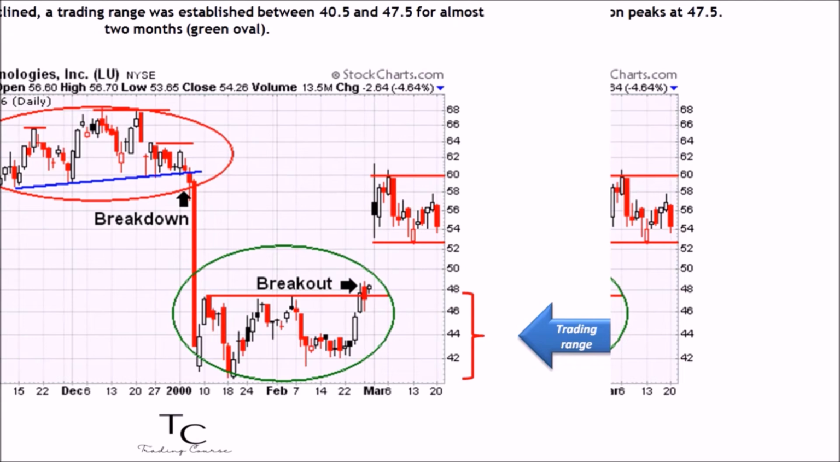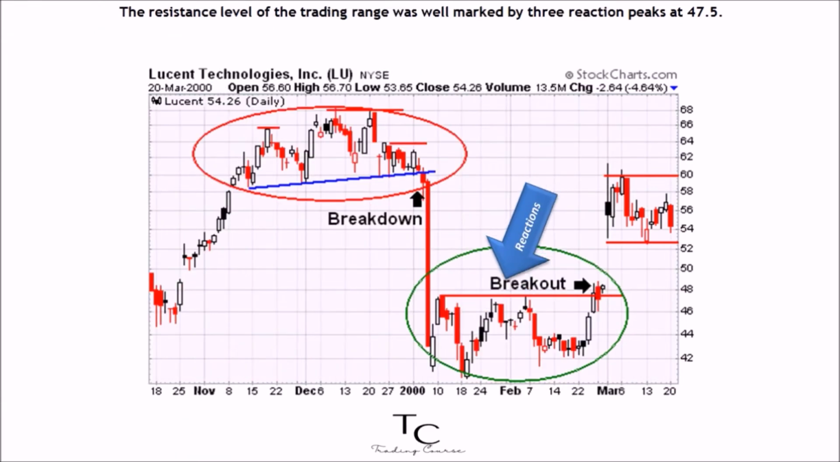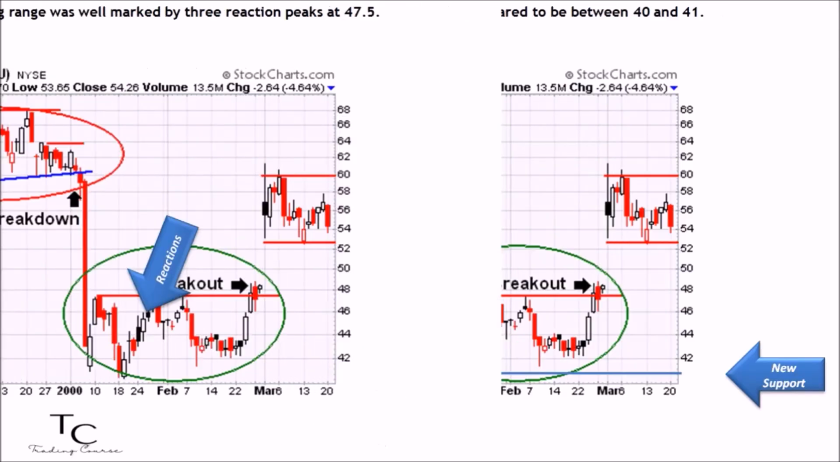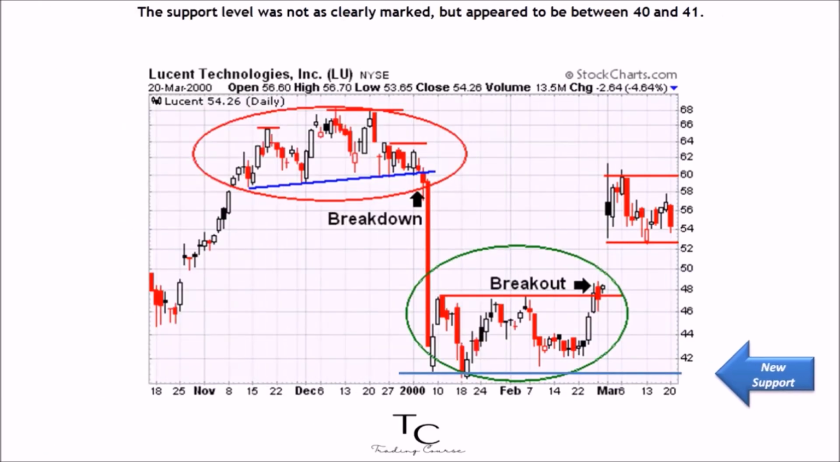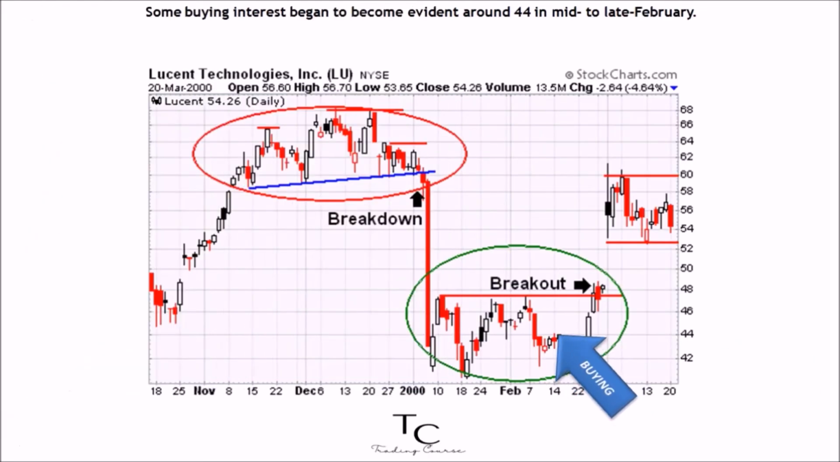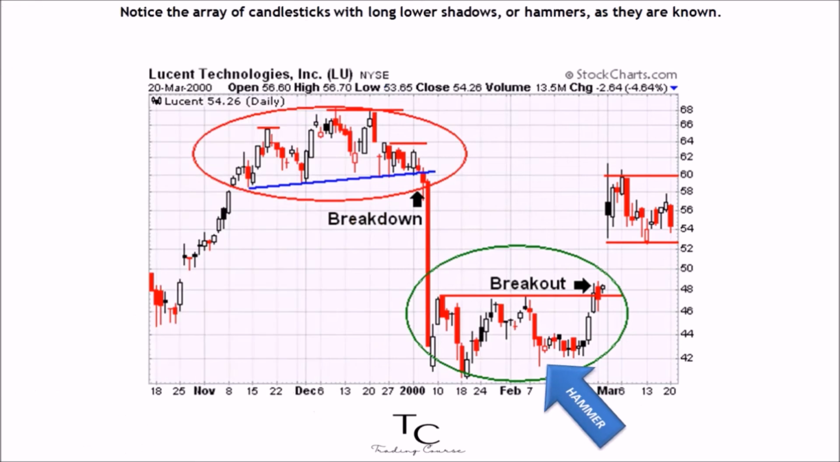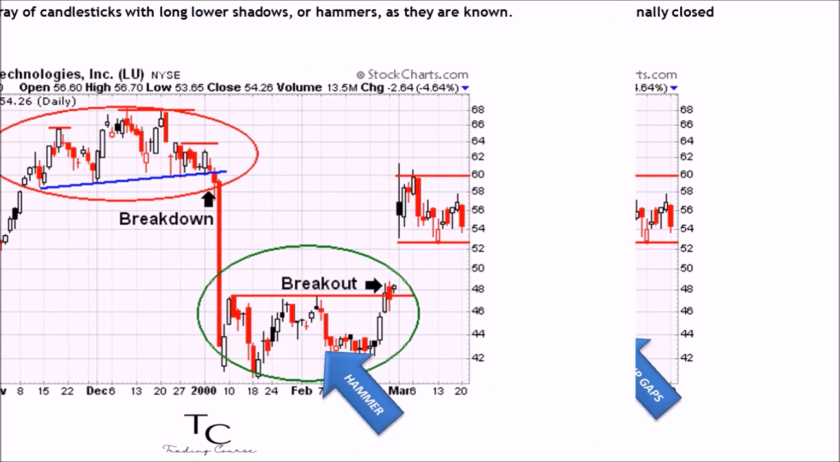The resistance level of the trading range was well marked by 3 reaction peaks at 47.5. The support level was not as clearly marked, but appeared to be between 40 and 41. Some buying interest began to become evident around 44 in mid to late February. Notice the array of candlesticks with long lower shadows, or hammers, as they are known.